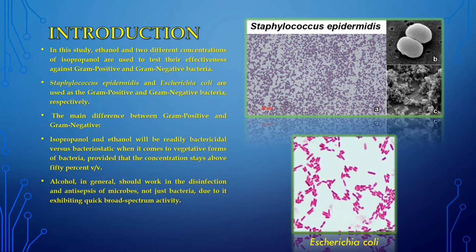Alcohol in general should work in the disinfection and antisepsis of microbes, not just bacteria, due to it exhibiting quick, broad-spectrum activity. Additionally, alcohol works against E. coli by denaturing its dehydrogenases, which are enzymes of E. coli, but should not be used as sterilizing agents since they lack sporicidal activity.